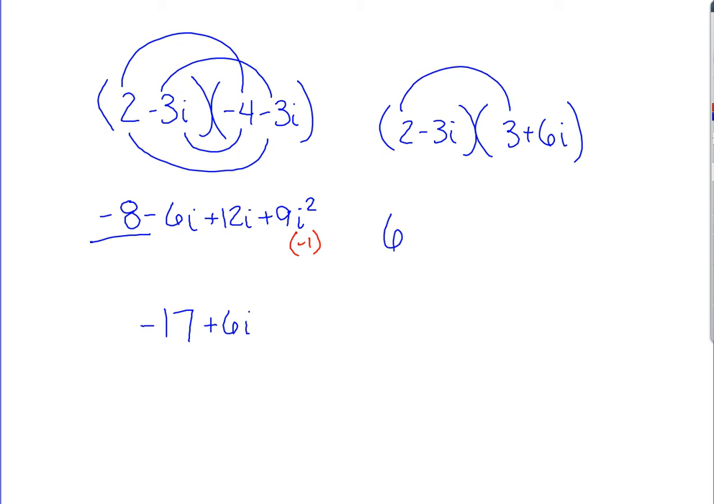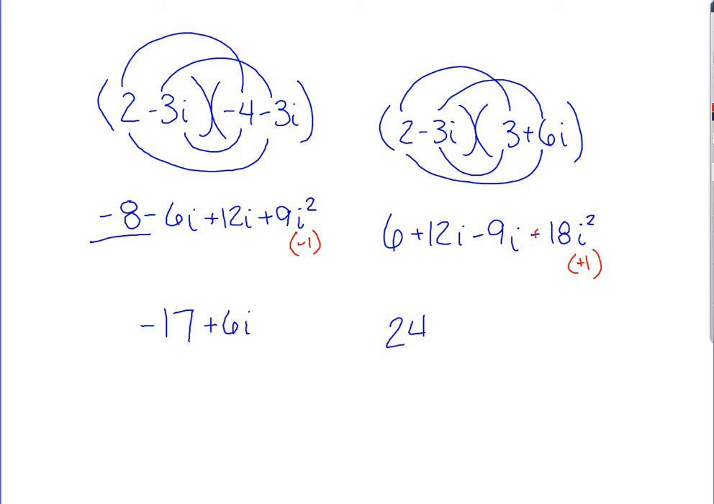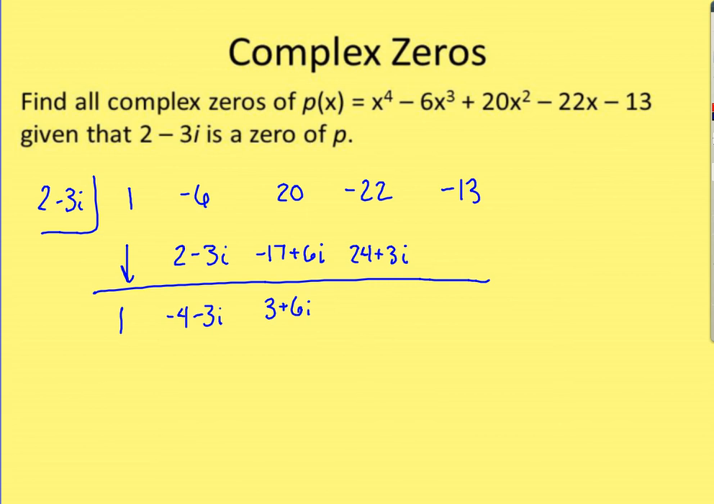2 times 3 will give us 6. 2 times 6i will give us 12i. Negative 3i times 3 will give us a negative 9i. And negative 3i times 6i will give us a negative 18i squared. But that is negative 1. Negative times negative does turn that positive. So 6 plus 18 is 24 plus 3i. So let's put that back into our synthetic division. Now we add straight down. Negative 22 plus 24 gives us 2 plus 3i.